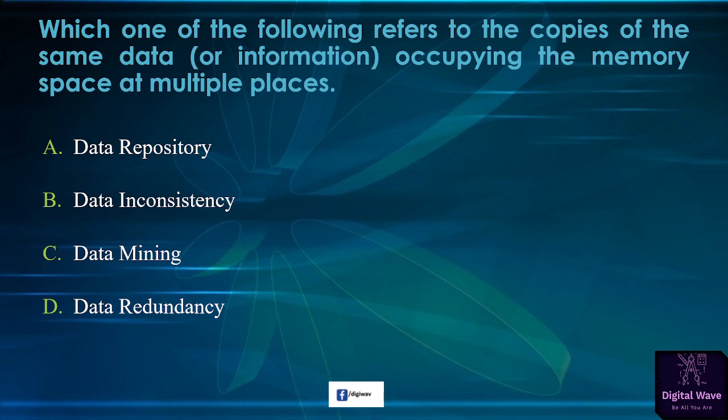So, first option available here, data repository, second option is data inconsistency, third option is data mining and the last option is data redundancy. So, right answer will be D, data redundancy. The data redundancy generally occurs whenever more than one copy of exact same data exists in several different places. Sometimes it may cause data inconsistency, which can result in an unreliable source of data or information that is not good for everyone or anyone.